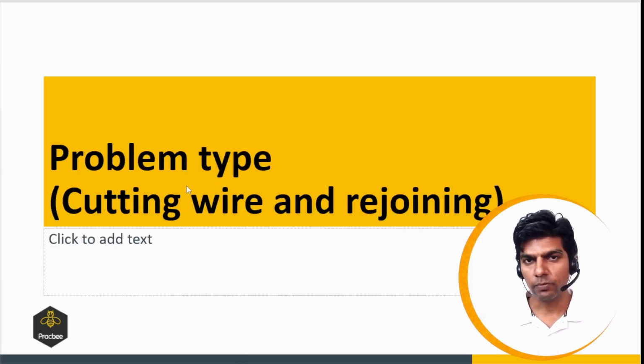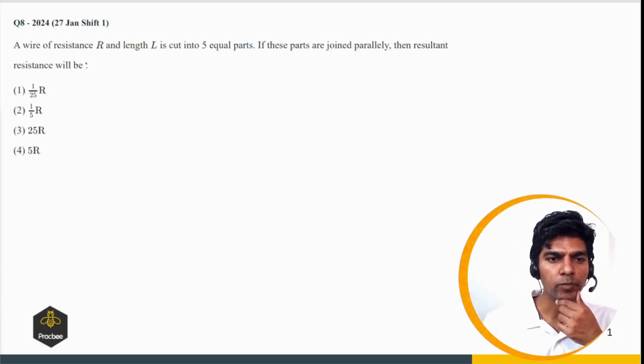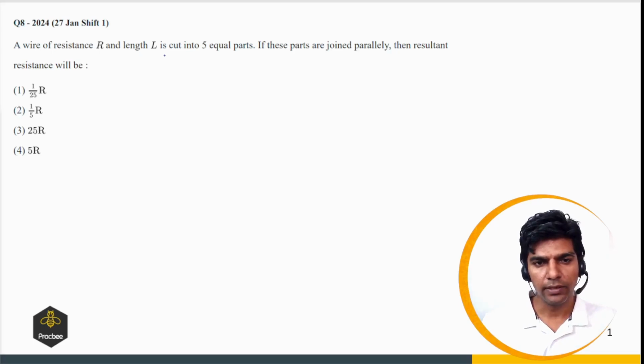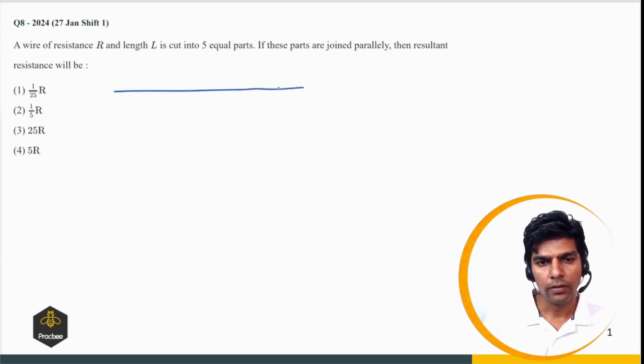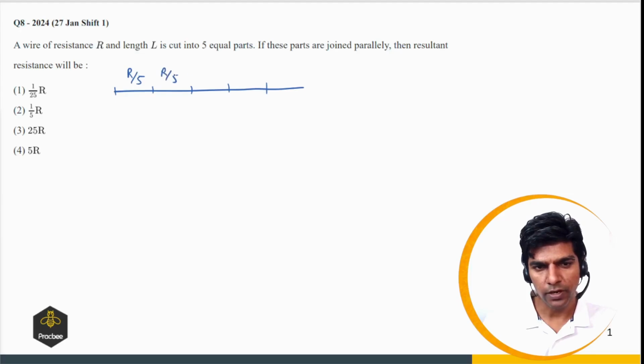Now let us see the next problem type, and it is based on wire cutting and then rejoining the wires, right? And again it is based on the series and parallel combination. A wire of resistance R and length L is cut into 5 parts. Now we have a wire, and we are cutting this wire into 5 parts. So if the total resistance is R, then for each part the resistance will become 1/5. So R by 5, R by 5, R by 5, R by 5.